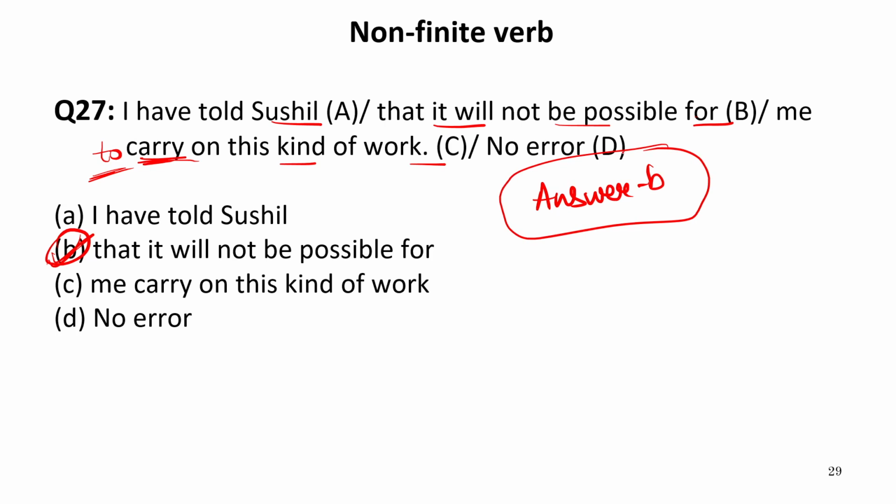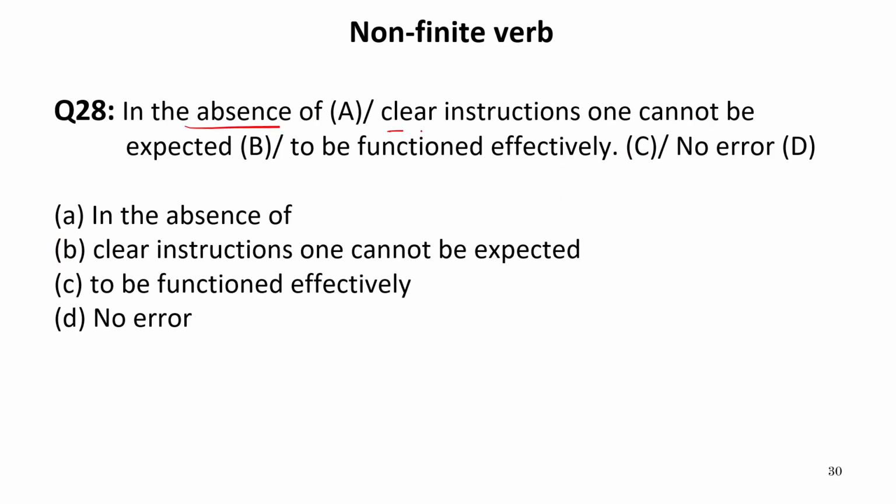Now, let us move to the next one. In the absence of clear instructions, one cannot be expected to be functioned effectively. Now, to be functioned means this is a passive voice which is not required. In fact, one is not expected to function. So, this B is incorrect, and be functioned should be replaced with to function.